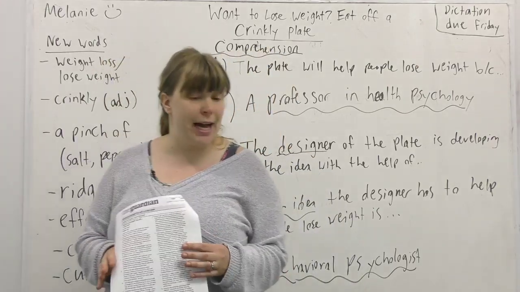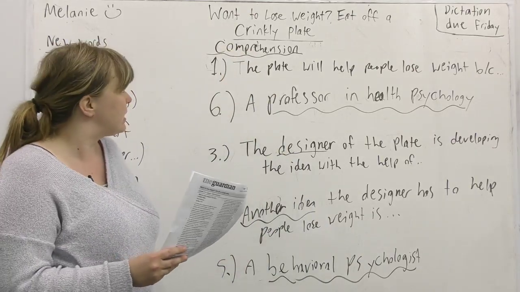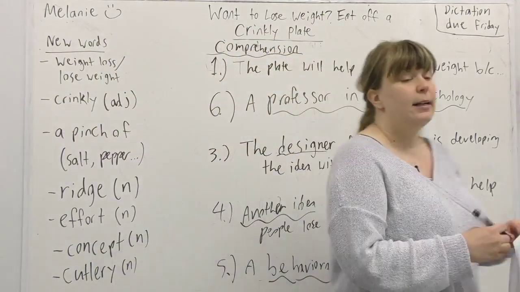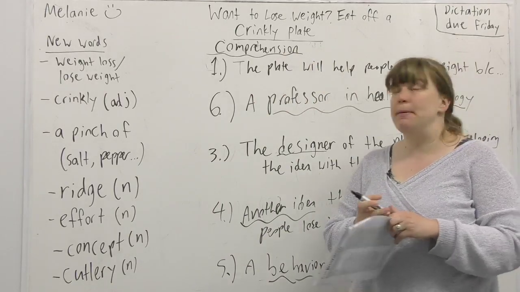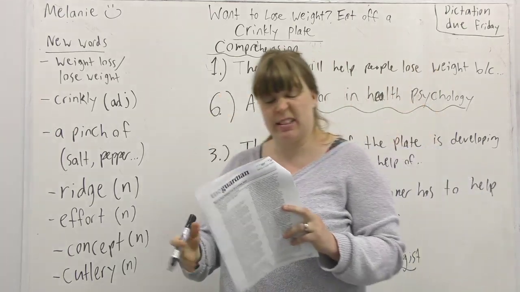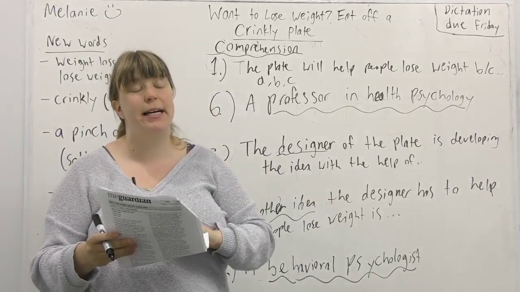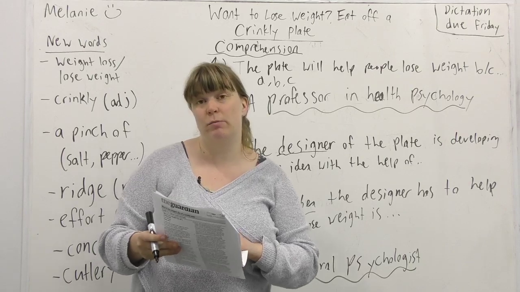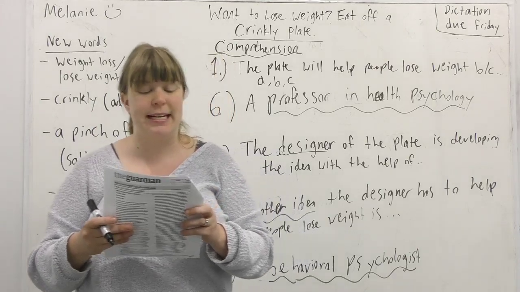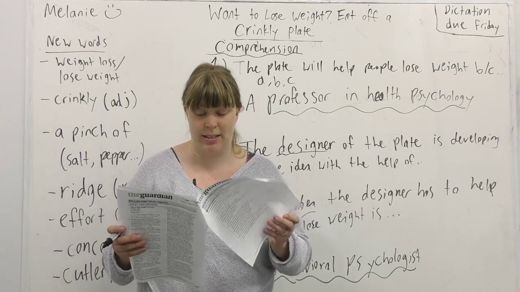All right, guys, so that was the reading. Let's see if we can go over the comprehension and find the answers. Let's do number 1. Remember, just type in A, B, or C. Number 1, the plate will help people to lose weight because it is A, smaller than normal dinner plates. B, it looks like it holds as much food as a normal dinner plate. Or C, it's difficult to get the food out of the folds. Please type in your answers now.